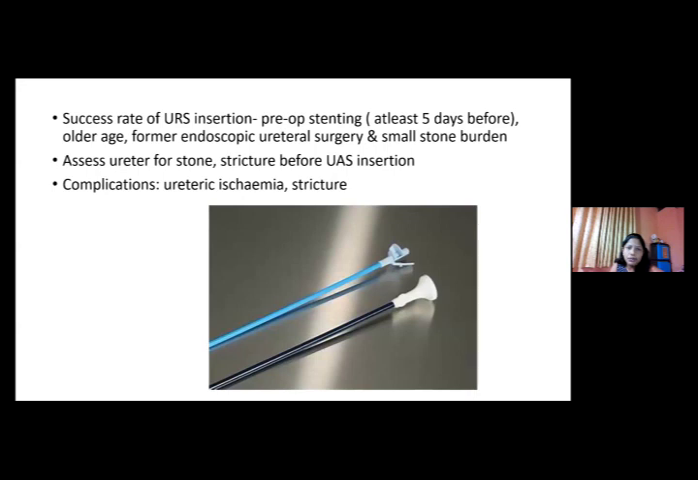The success rate of ureteral access sheath insertion depends on whether the ureter is dilated. So we can go for pre-operative stenting at least 5 days before the flexible URS insertion. In old age also, because the ureters are dilated, the success rate can be higher. If there's a history of prior endoscopic ureteral surgery and a smaller stone burden, again the success rate will be high. The complications are that if we use a larger diameter, it can cause ureteric ischemia and stricture.